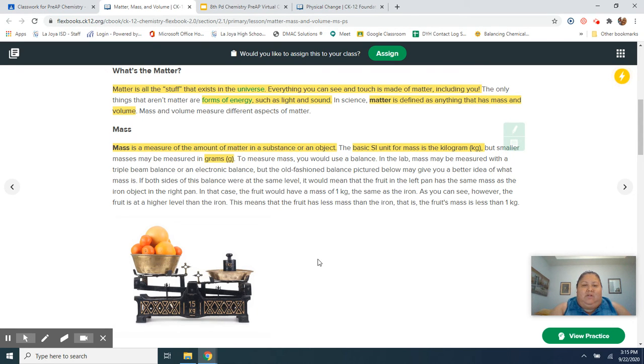Mass and volume measure different aspects of matter. Let's start with mass. Mass is a measure of the amount of matter in a substance or an object, so it counts everything that's in there. The units for mass are the kilogram and the gram. If you're weighing something really heavy, you'll use kilograms, but if you're weighing something really light, you'll use the gram.